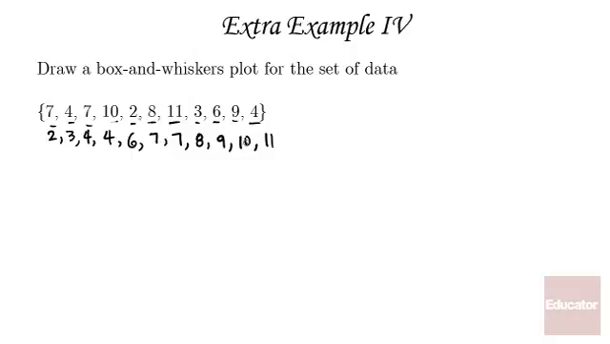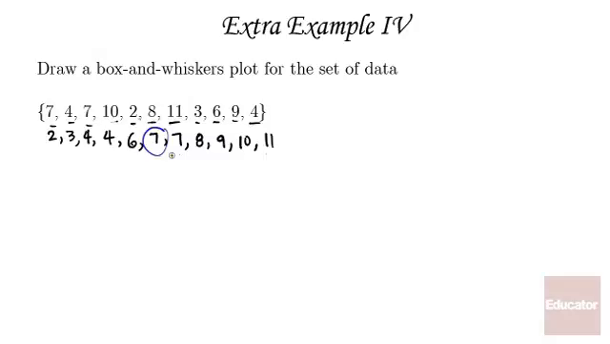Okay, so now I need to look for my middle number, the median. Let's see, 1, 2, 3, 4, 5. If I count 5 this way, 1, 2, 3, 4, 5. That leaves me with this number in the middle, right?